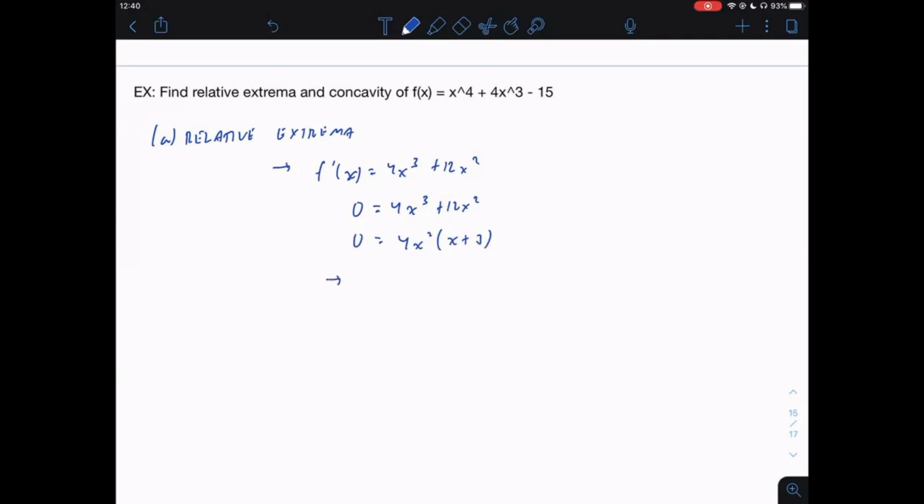And now set each factor equal to 0 and solve for x. Don't forget, since this 4 on the outside has an x attached to it, then this also has to be set equal to 0. So we have two equations to solve: 4x squared equal to 0, and x plus 3 equal to 0. Solving for x gives us x equals 0 and negative 3. So we have two critical numbers.